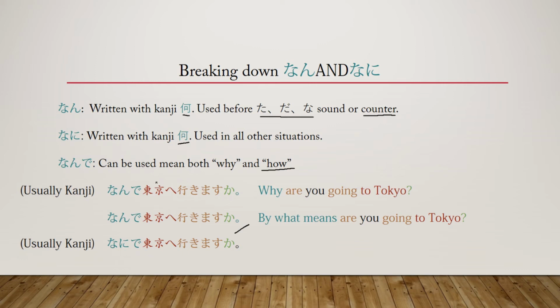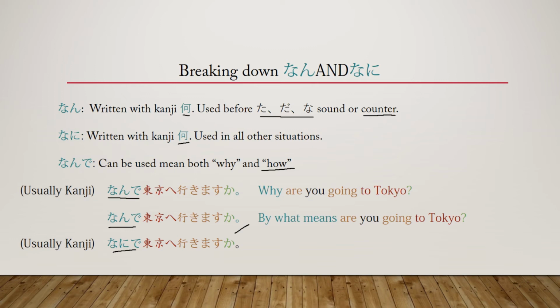Also, if you see it written, generally nande, the word for why, is written without the kanji, because it in itself is kind of a word. So you'll see this written without kanji, and you'll see these written with kanji normally. So if you see it in writing, that's how you're generally going to tell whether it's how or why. But if you're speaking it, then it's okay to say nani de if you want to ask someone how they're going somewhere or by what means they're going somewhere.